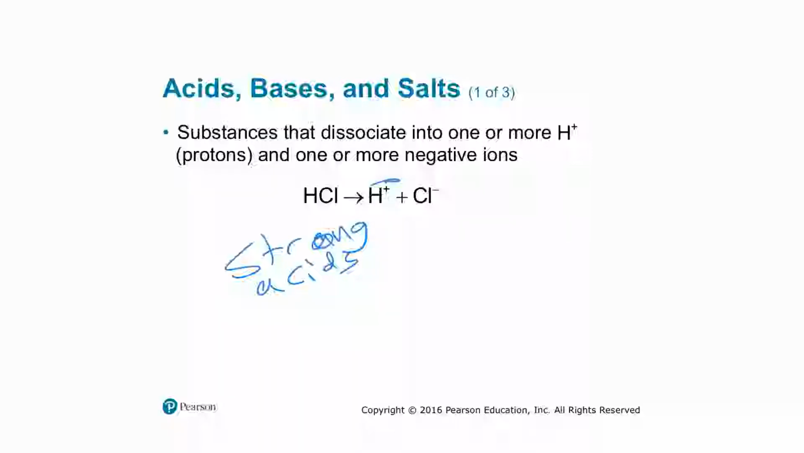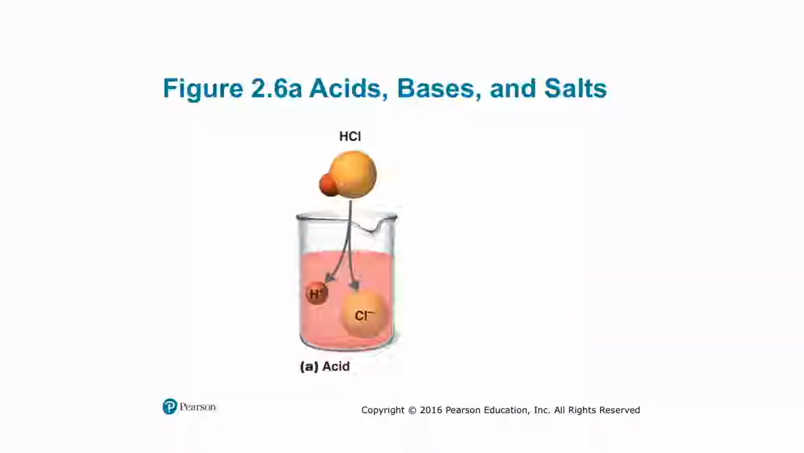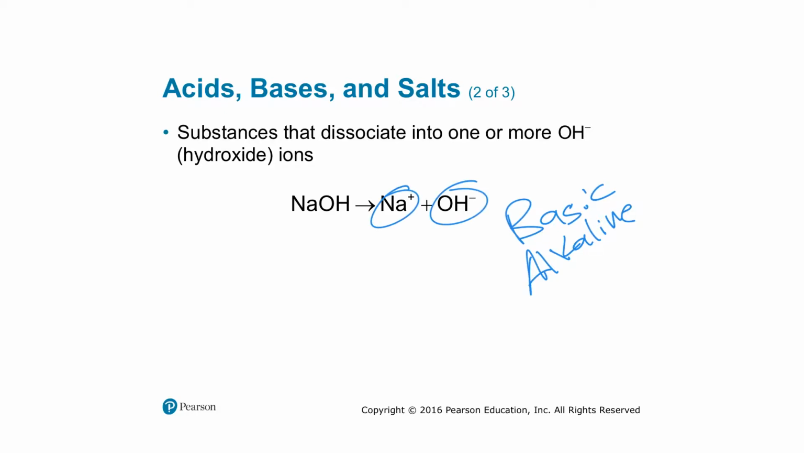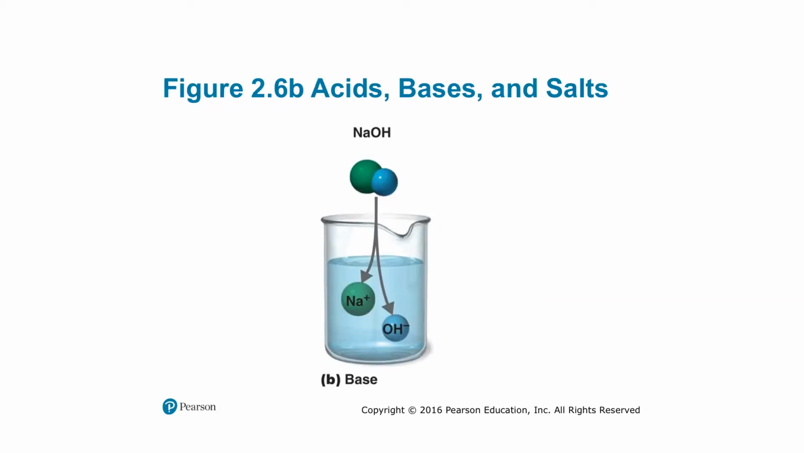But anytime you see a hydrogen ion, you should be thinking that this is an acid. Okay, so you put hydrochloric acid into water, and it's going to dissociate, and it's going to make the water more acidic. Substances that dissociate into one or more hydroxide ions are what we call basic. Okay, another word for this is alkaline. And so sodium hydroxide is going to be dropped into water, and you're going to get sodium and the hydroxide ion splitting in the water. So here's just a picture of that.